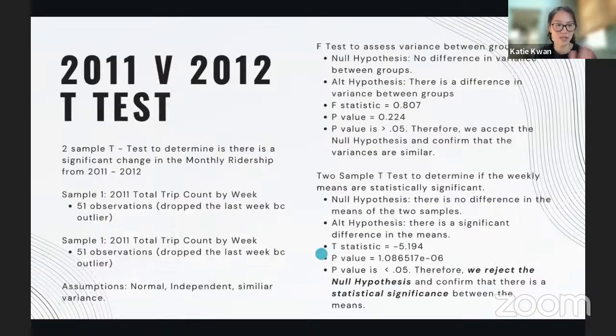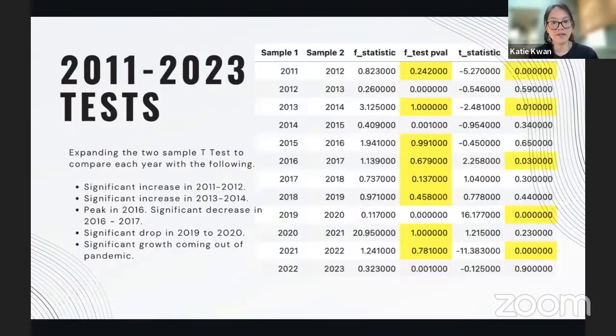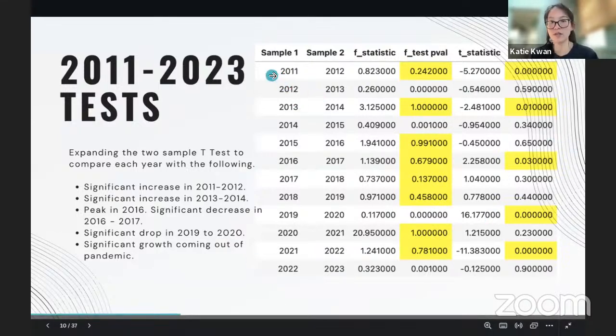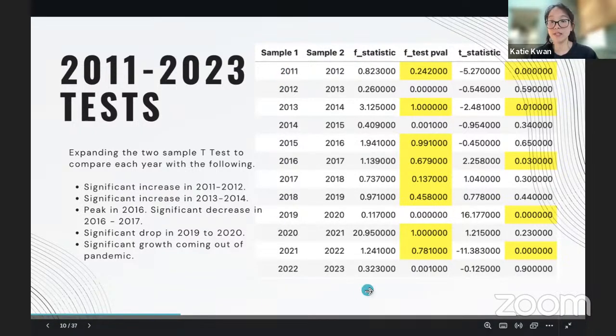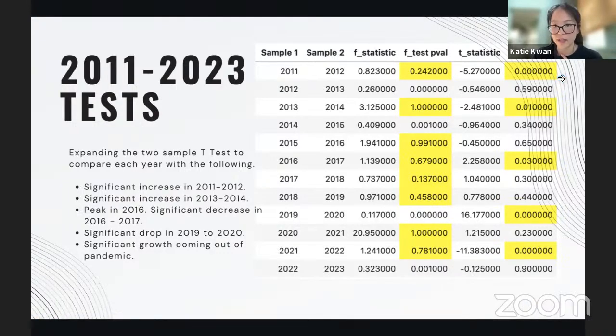I'm going to breeze through this next part, partially because I want to stay on topic, but I did perform a t-test. I evaluated 2011 to 2012, whether or not those weekly amounts changed. I performed an F-test as well as a 2-sample t-test, and if you care to see it, these are my results. Sample 1 is 2011, sample 2 is 2012. I do that year over year for all of the subsequent years, and I charted and highlighted the ones that I thought were statistically significant.